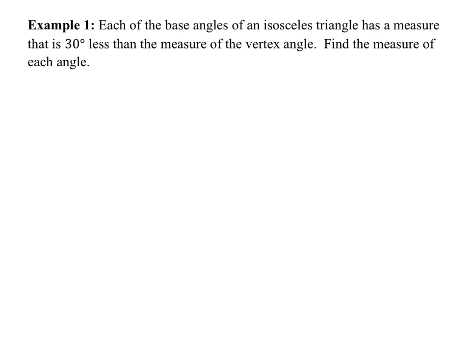First example. Jeffrey, read it for us nice and loud, please. Each of the base angles of an isosceles triangle has a measure that is 30 degrees less than the measure of the vertex. So it's isosceles, right? And isosceles means two sides are the same. So right away, draw yourself something that looks to at least have two sides the same.